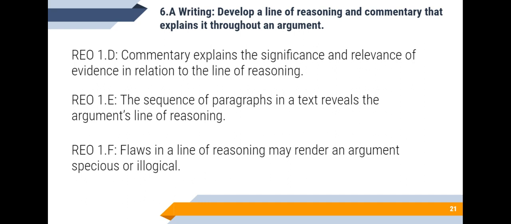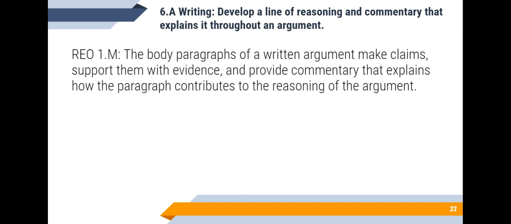And 1.F says flaws in the line of reasoning may render an argument specious or illogical. In essence, if you don't have a clear line of reasoning, if you have not laid out your argument, there might be problems where it becomes only plausible or partially true or doesn't make any sense at all. The last one we have here, 1.M: your body paragraphs of a written argument make claims, they are supported with evidence, and they provide commentary that explains how the paragraph contributes to the reasoning of the argument. Much like in the reading section, we're going to look over a basic formula that helps achieve this.